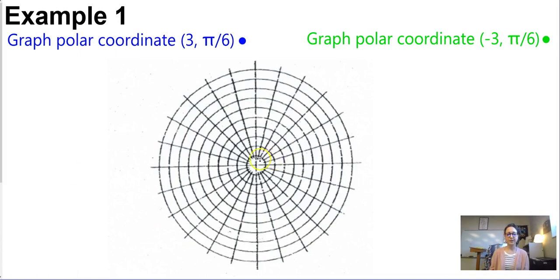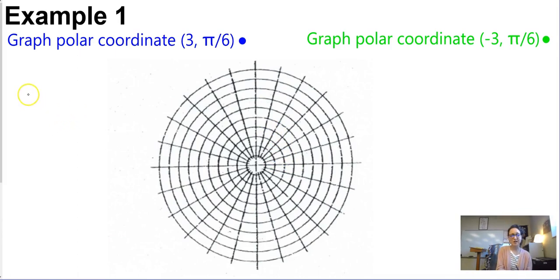Typically, each circle is going to represent a radius of 1. So this first circle has a radius of 1, the second one has a radius of 2, and so on and so forth. The particular grid that I'm using here is going in radians, each by pi over 12, right? So you've got pi over 12, pi over 6, pi over 4, etc., and going all the way around to 2 pi.